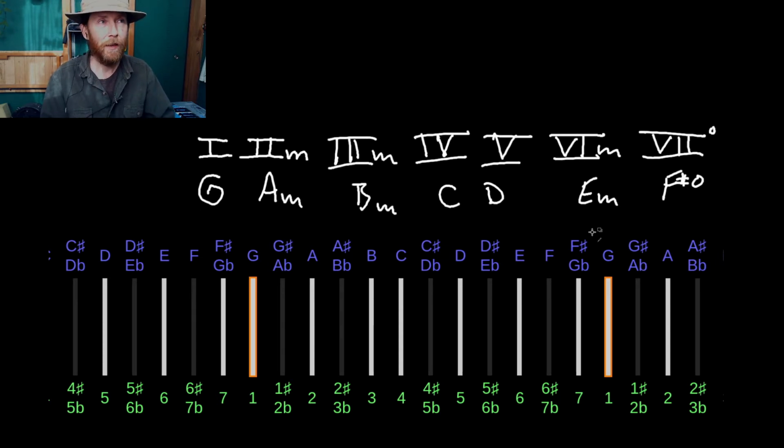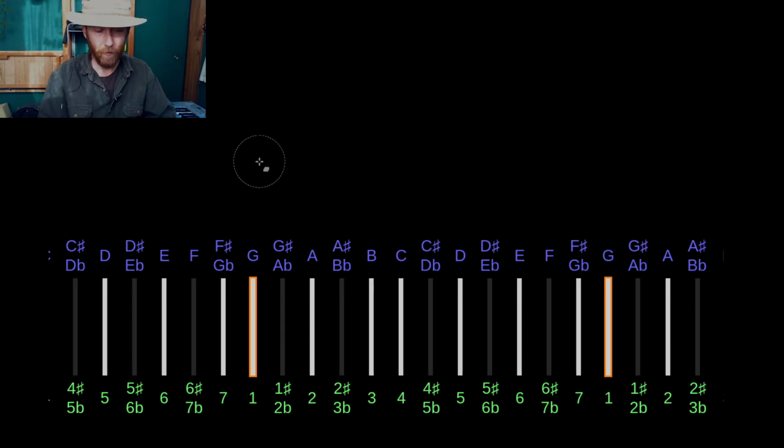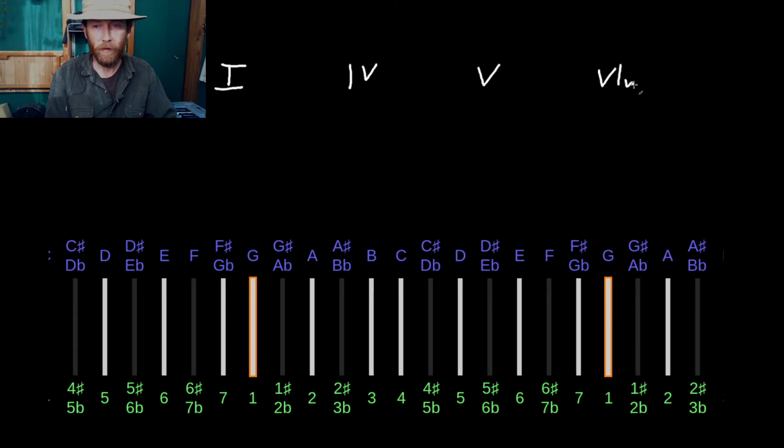Now I get it. So a useful thing to do, and we'll do this right now, is to write down the 1, 4, 5 in all the common keys. The 1, 4, 5, and we'll get the 6 minor as well. And all of you, regardless of your level of music theory knowledge, probably have a shot at guessing most of this on your own.